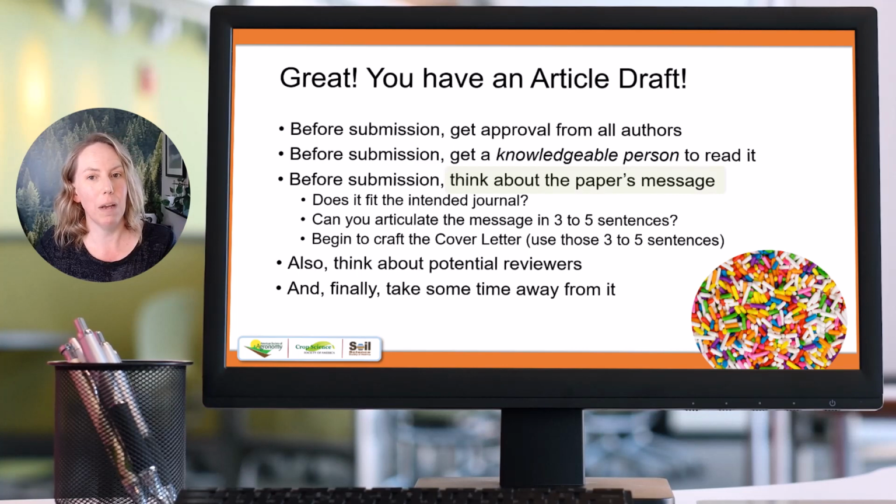Third, think about your message. Try to write your message down in 3 to 5 sentences and put them somewhere, because you'll use them in your cover letter, which we'll talk about in part 3. Fourth, while your helper person is reading your paper, make a list of potential reviewers. And finally, take some time away from it. Just don't step away so long that you lose momentum. Reward yourself, and then come back to get started on article submission.